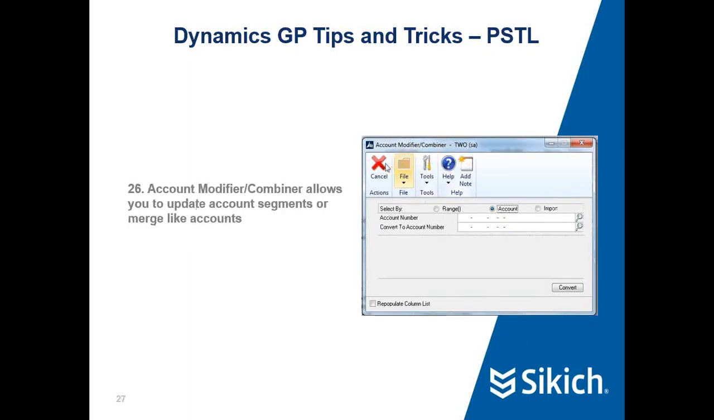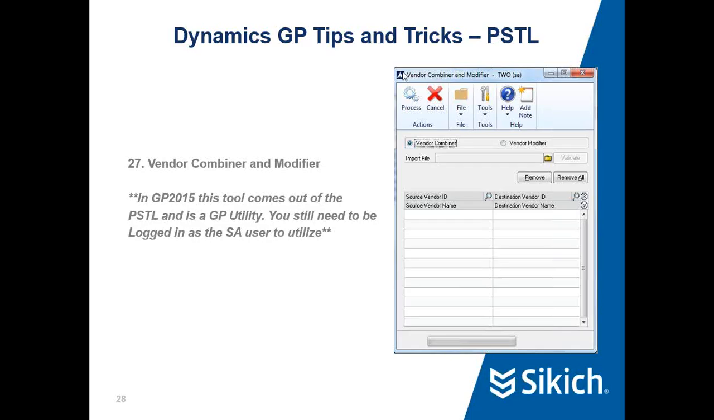Number 26, account modifier. So you have a couple of folks in the system adding accounts, and the same account gets added in twice, but one of the segments is just slightly off, or two accounts need to be combined. We're not going to keep them separated anymore. We can use this tool. We can combine information. Again, there is no undo. Once we combine them or once we modify them, there's no going back. Not to make that sound scary. I just want to make sure we're careful.